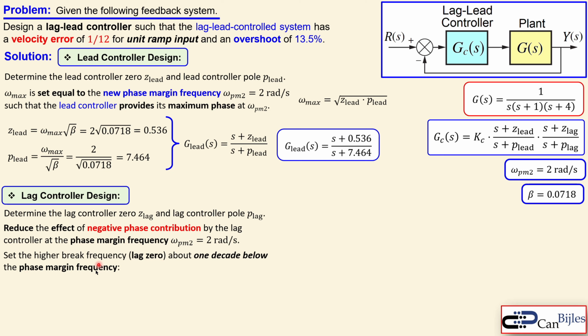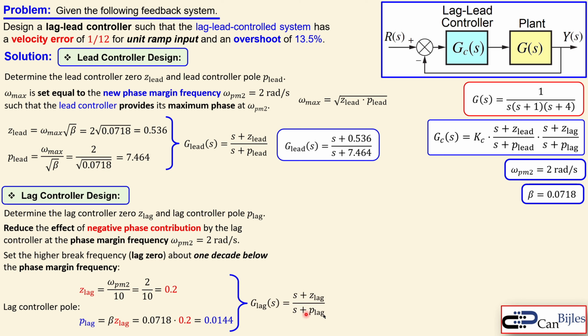You can also take it a little bit smaller than that one, or maybe a little bit larger if you prefer that, and also it is best for your design, but most of the time it will be 1 decade below. That means we have omega pm2 as 2 radians per second, so the z lag will be then 2 over 10, which is 1 decade lower, 0.2. And the p lag, which is the lag controller pole, will be then the beta times that z lag, which we just calculated, that will be then 0.0144. Now taking this together, now we have our g lag transfer function specifically, and when you substitute the values, you get now here the g lag transfer function.